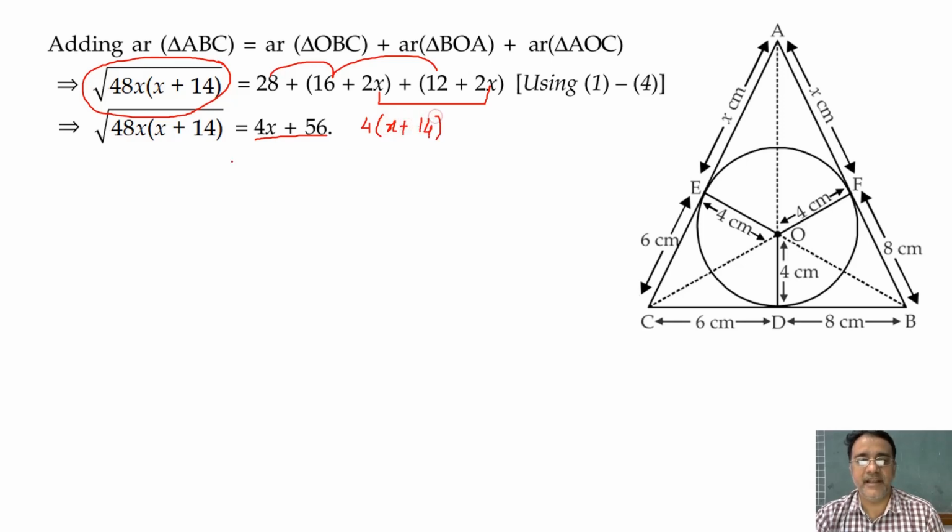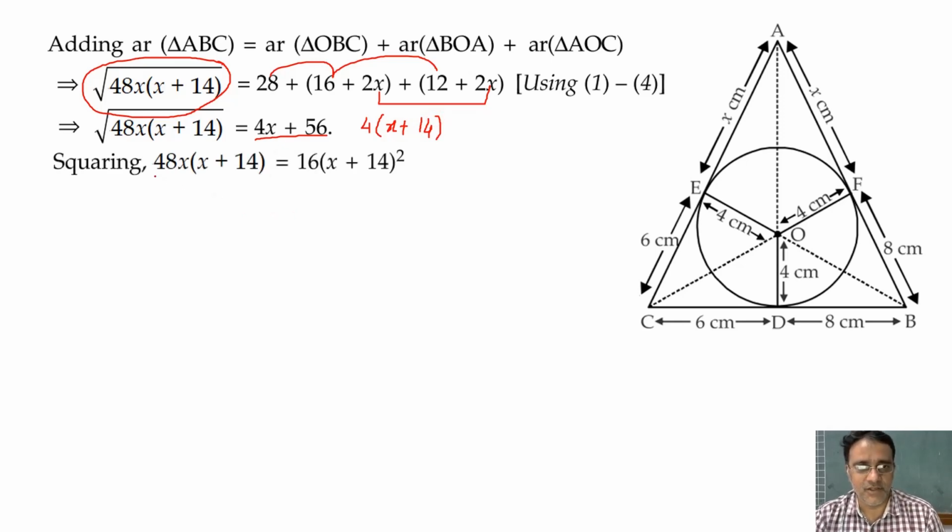Now take square on both sides. If you take square, you will get 48x into x plus 14 and 16 into x plus 14 whole square. So one (x plus 14) you can cancel it. Why? Because x is not equal to -14, क्योंकि x का वैल्यू नेगेटिव नहीं हो सकता. ठीक है, सो एक फैक्टर हम लोग यहाँ पे निकाल सकते हैं.